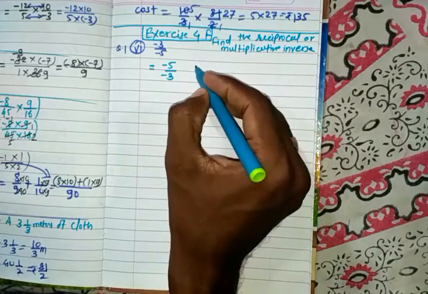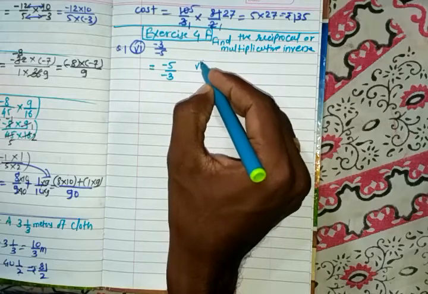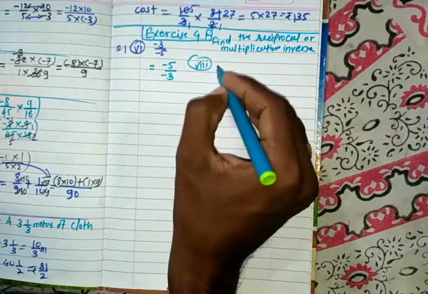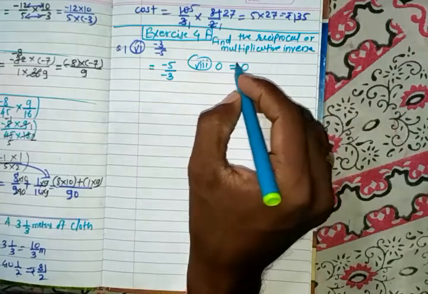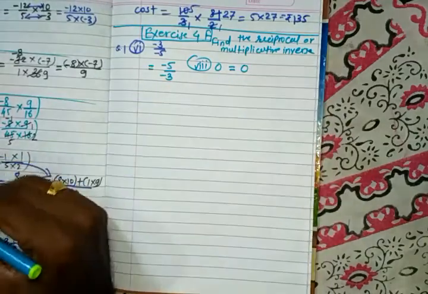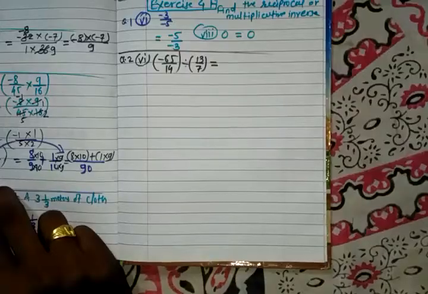What is the multiplicative inverse in the 7th problem? 0. So the multiplicative inverse of 0 is 0. So these are very simple problems, just try them as homework.